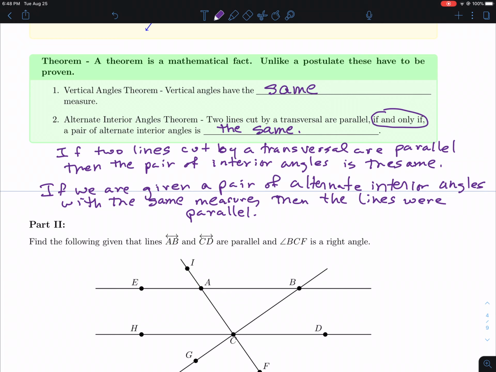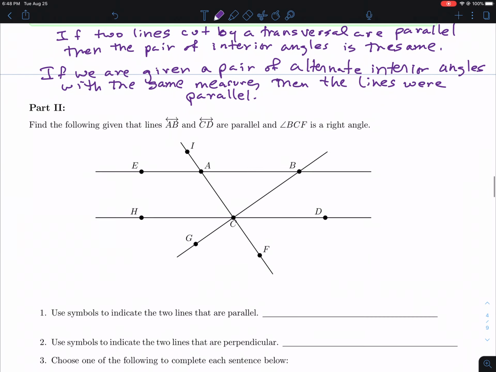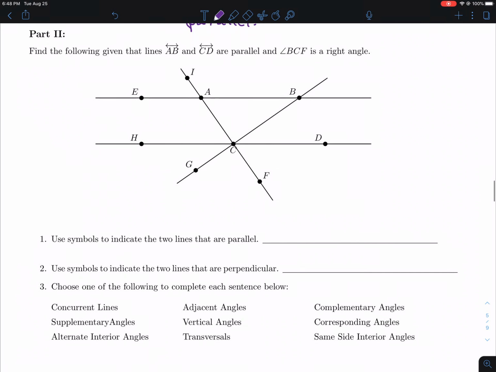So otherwise, let's move on to some actual math here. In this case, part 2, we've got a nice little drawing. It's telling us up front that line AB and CD are parallel. So this is line AB. This is line CD. And then we also know that angle BCF is a right angle.